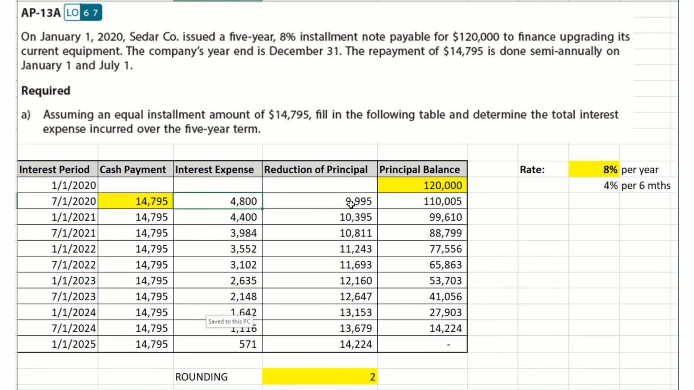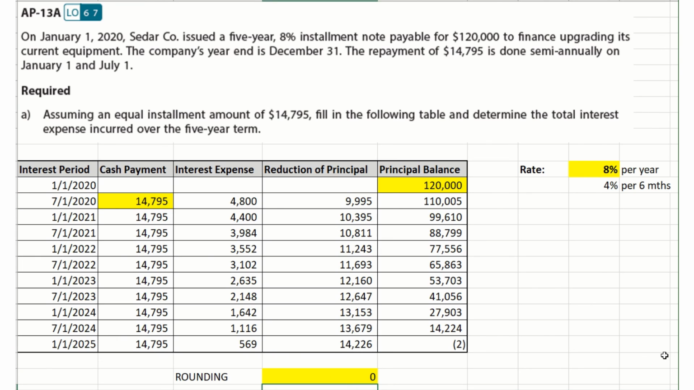So our reduction of the principal then is the difference. If we take our total payment of $14,795 less the $4,800 in interest, the rest goes to the principal, being $9,995. So our principal balance then reduces down to $110,005. You would then roll forward that transaction. You'll see that the interest expense declines over time, which makes sense because our principal drops every 6 months. Therefore, our interest expense calculation will slowly decrease.